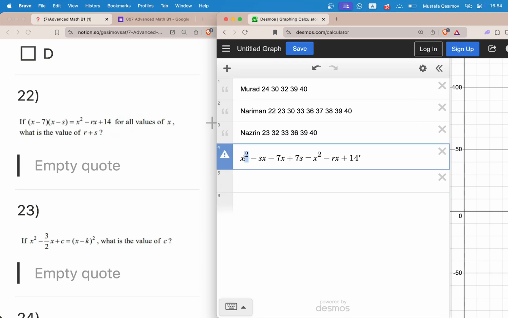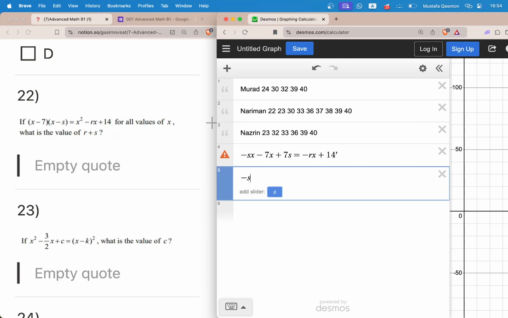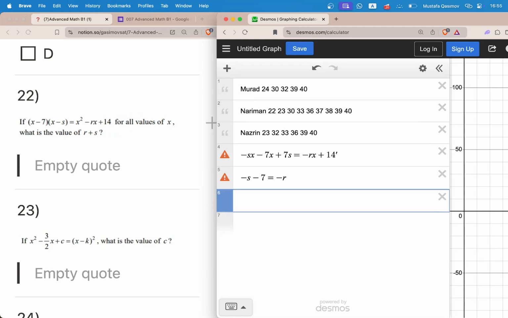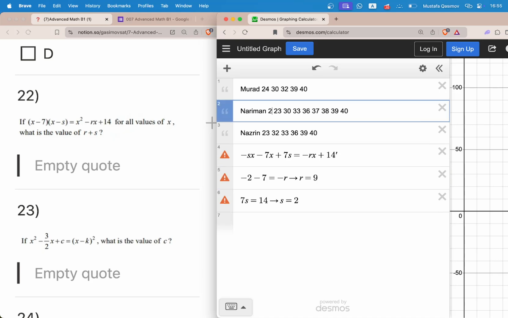From here you have to think like this. x square is the same on both sides, so we can eliminate it. Then we make the coefficients of x from each side equal to each other. Negative s minus 7 is equal to negative r. 7s is equal to 14. From the second, s is equal to 2. From the first one, because s is equal to 2, r will be equal to 9. So the answer is 9 and 2, so it is 11.